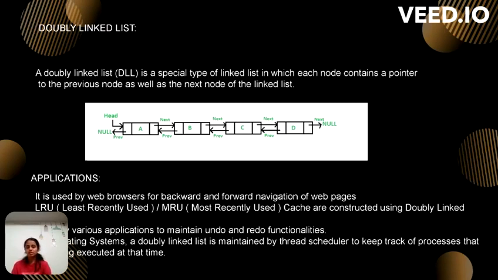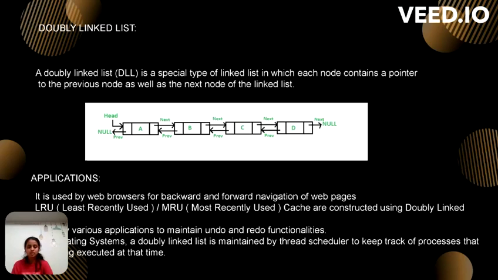Doubly linked list is a special type of linked list in which each node contains a pointer to the previous node as well as the next node of the linked list. This allows for efficient traversal in both directions. Doubly linked lists are commonly used when operations like insertion and deletion need to be performed at both ends of the list. In a doubly linked list, each link of a linked list can store data called an element.